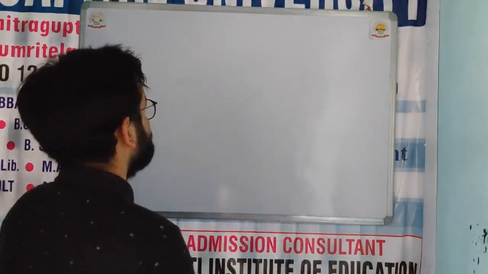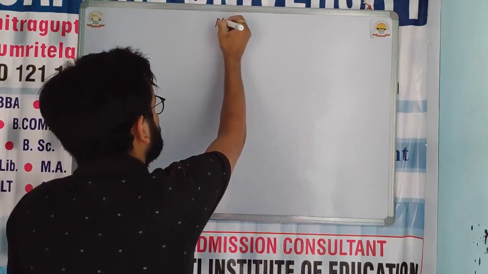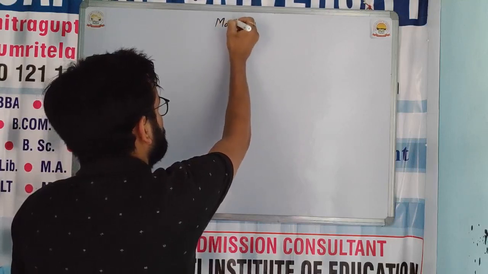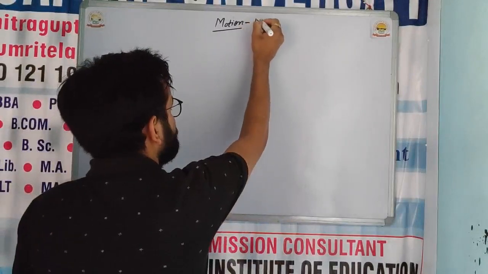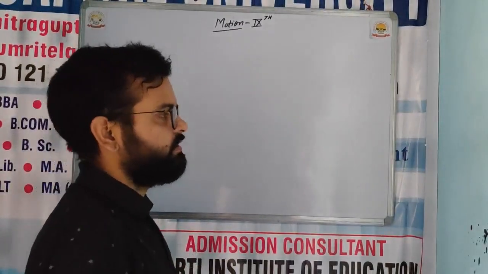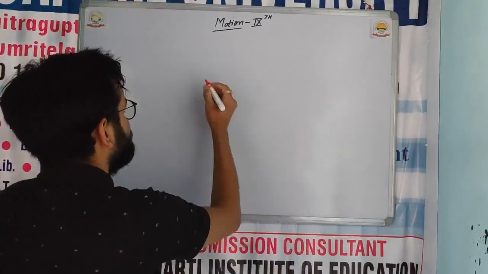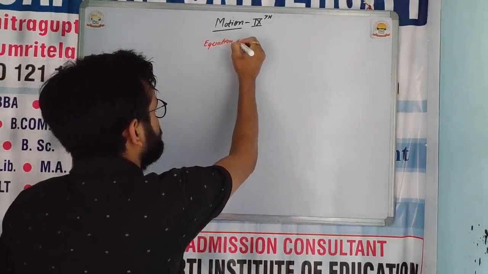All of you are aware that there are 5 equations, but in 9th standard we will learn only 3 equations of motion. So first of all, guys, let's look here. We are studying the chapter Motion of 9th standard, and we are going to discuss equations of motion.